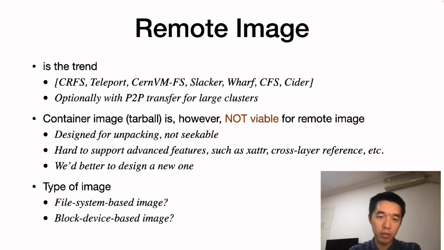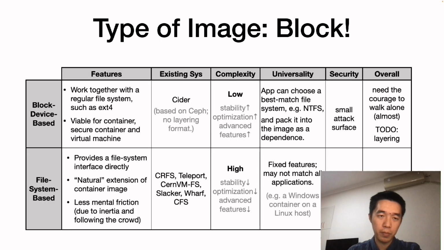But the fact is, the tar normal image format is not viable for remote image, as it's not seekable. The format was designed for entirely unpacking, so it is a must to change the format, and we believe it's better to design a new one. There are two types of images. One is file system based, and the other is block device based. Choosing a proper type of image is quite important, because it influences a lot of things.